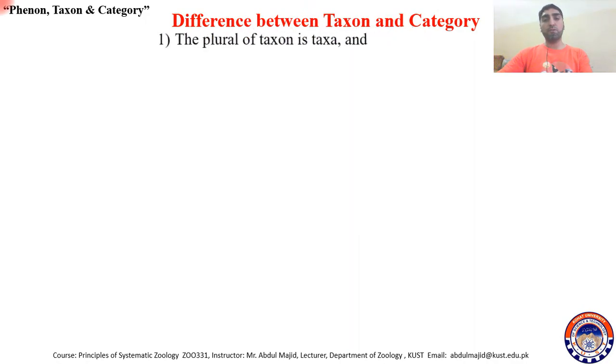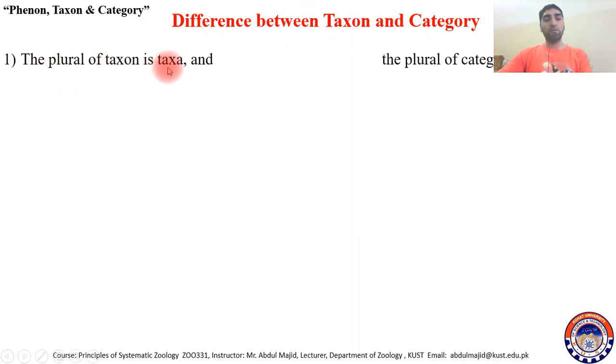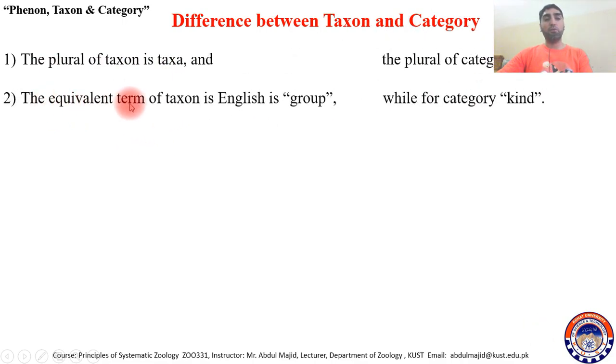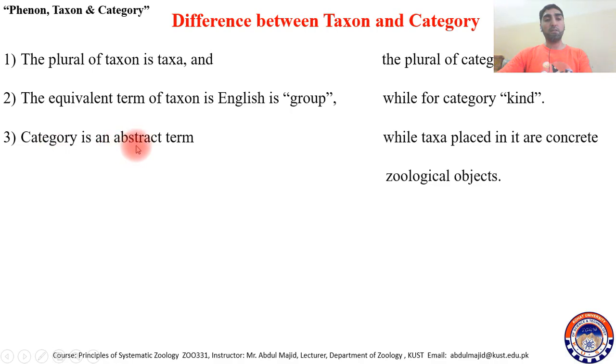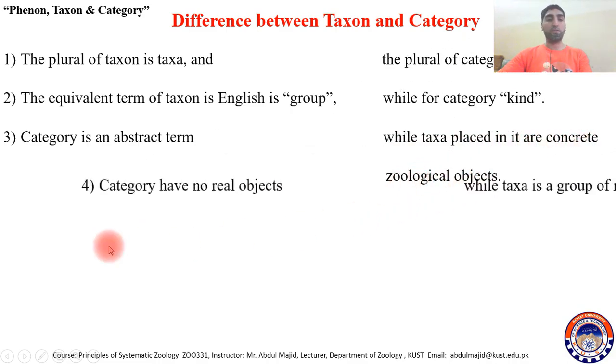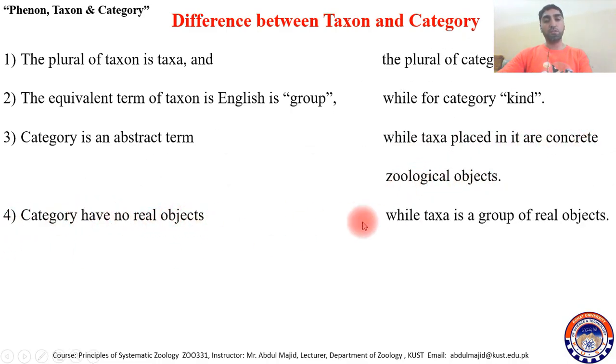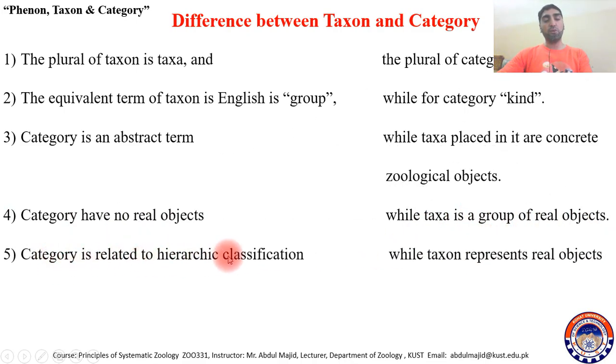Now, the difference between taxon and category. The plural of taxon is taxa, and the plural of category is categories. The equivalent term of taxon in English is group, while for category it is kind. Category is an abstract term, while the taxa placed in it are concrete zoological objects. Categories have no real objects, while a taxon is a group of real objects. Category is related to hierarchical classification, while taxon represents real objects.